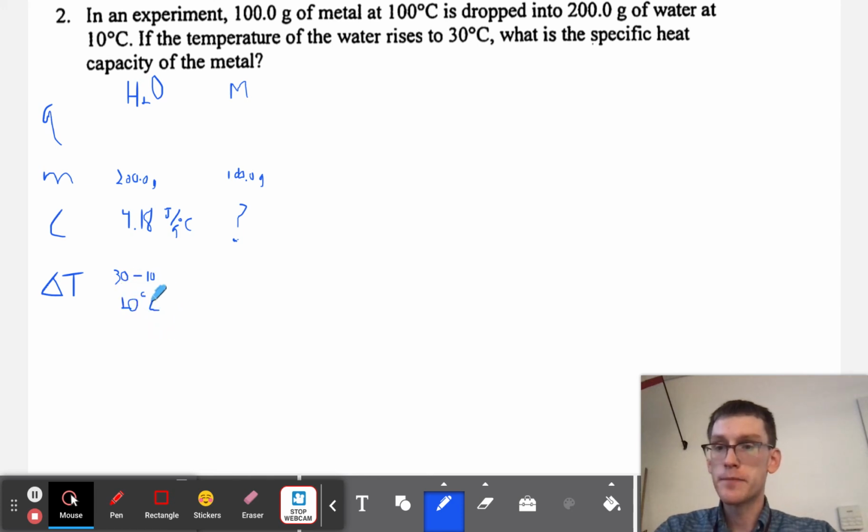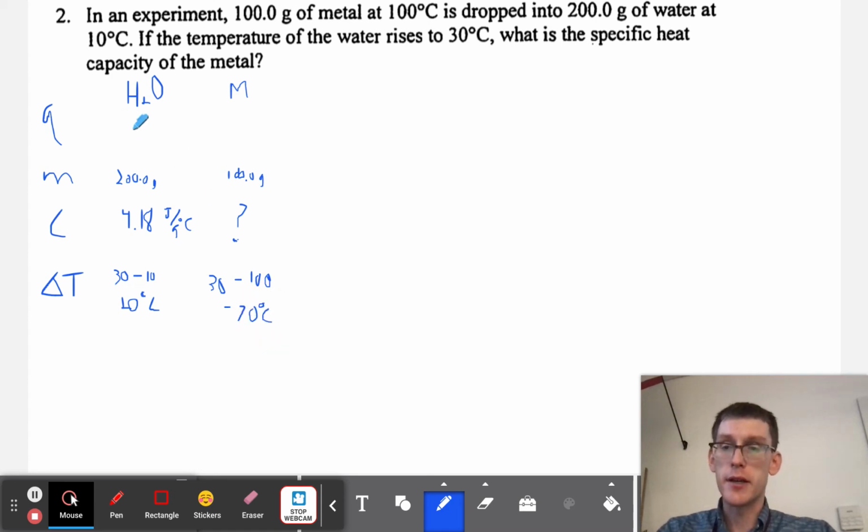In the case of the metal, it gives us an initial temperature, which is 100 degrees. And the final temperature, though, is not given to us. However, if the water rises to 30, we know that the metal must meet it also at 30 degrees because they reach thermal equilibrium. So the final temperature of the metal and water must be the same. So 30 minus 100 gives us negative 70 degrees Celsius as the temperature change for the metal.